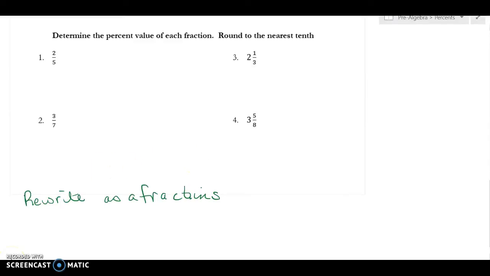All right, so for the first one, you should have done 2 divided by 5, which gives you 0.4, which is 40 cents. So as a percent, it's 40%.